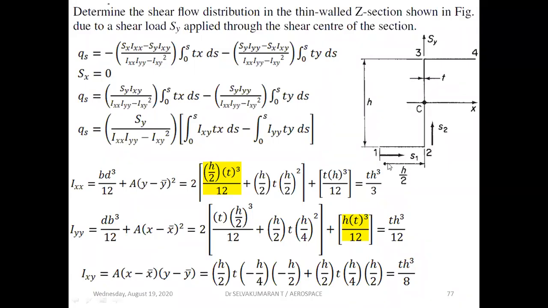Now here a thin wall section is given. The flange widths at the top and bottom are both h by 2, the thickness t is constant, and the overall depth of the Z section is h.